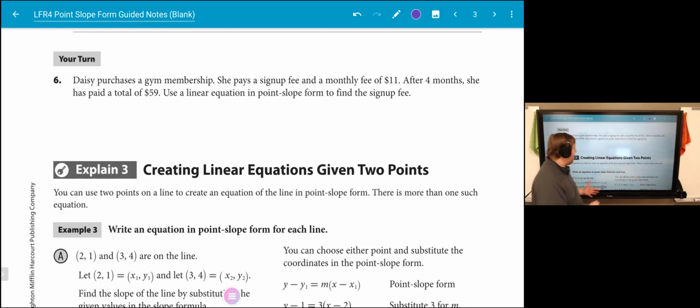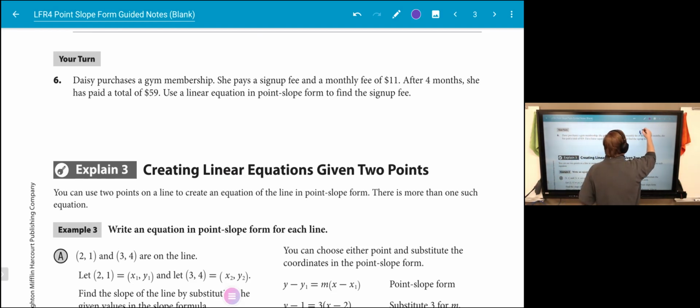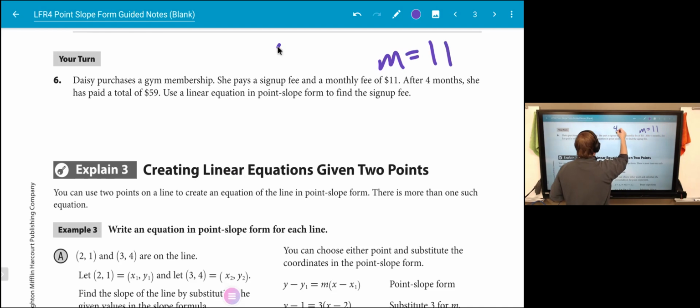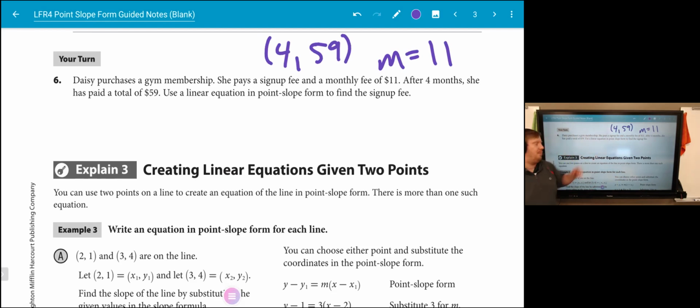Okay, hopefully you paused. Let's come back and look. She pays a sign-up fee and a monthly fee of $11. Ooh, monthly fee. So something that happens per month. I think that's going to be my slope. After 4 months, she's paid a total of $59. Use a linear equation in point slope form to find the sign-up fee. Let's get our equation real quick, right? So our m was 11. After 4 months, she paid $59. I've got a point and a slope. Y minus 59 equals 11 times x minus 4.